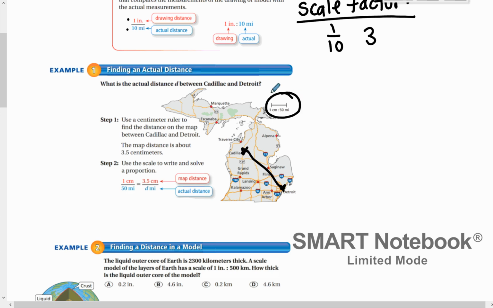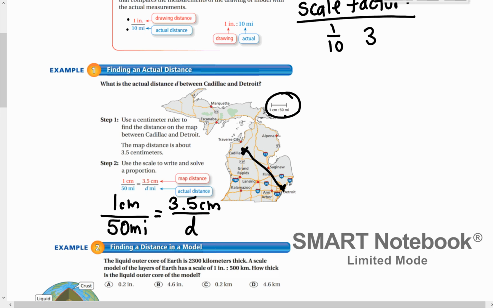Now when we set up a proportion, this on your paper is not filled in yet, so make sure you fill this in. Our scale is 1 centimeter to 50 miles. So that's the information we're given: 1 centimeter over 50 miles. I'm just going to rewrite it bigger down here. That's going to be equal to how many centimeters we measure, because if centimeters is on top on the left, it has to be on top on the right. We would measure and see that that's 3.5 centimeters, and we want to know what is that actual distance, D.